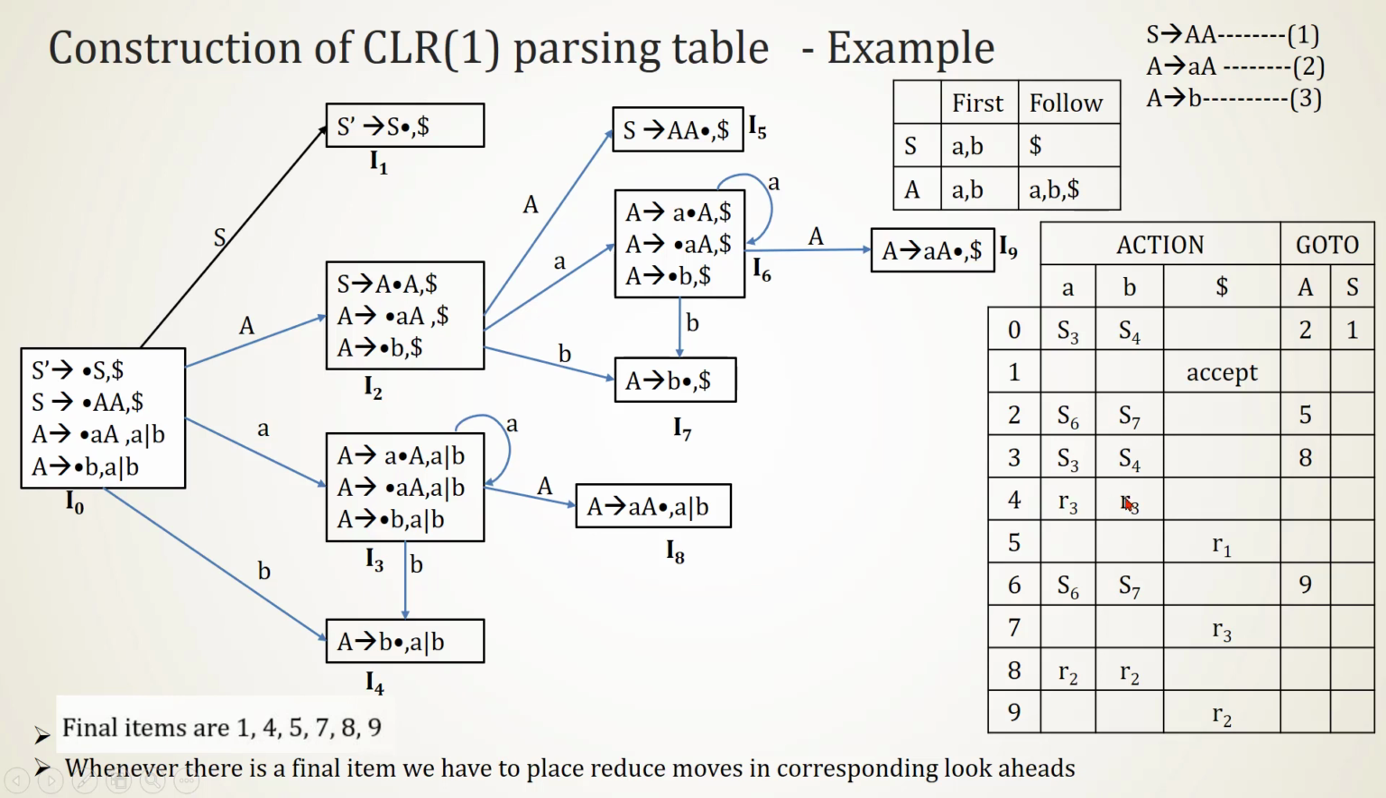Where do I have to fill R3? I have to fill R3 in the lookahead symbols. In I4, the lookahead symbols are A and B. So under A and B, in row 4, I am writing R3. Similarly, what happens in item 5? In item 5, the production is S derives AA. The production number is 1, so I am writing R1. Where do I have to write R1? Under dollar. So under dollar in row 5, I write R1. Similarly, rows 7, 8 and 9 are filled.